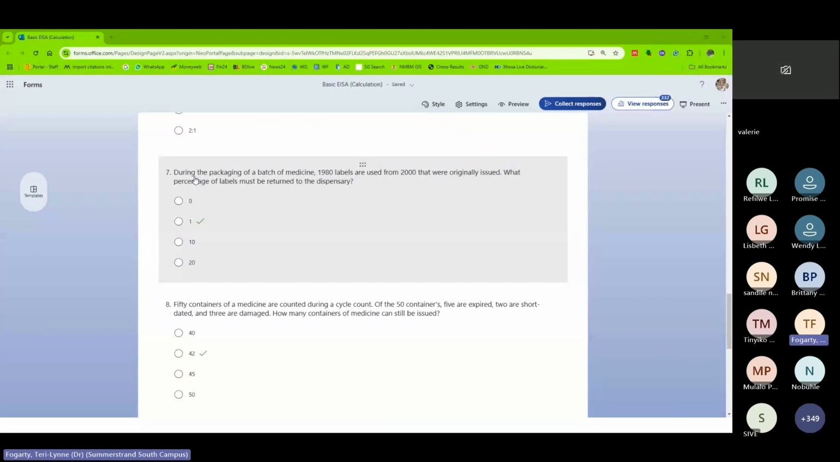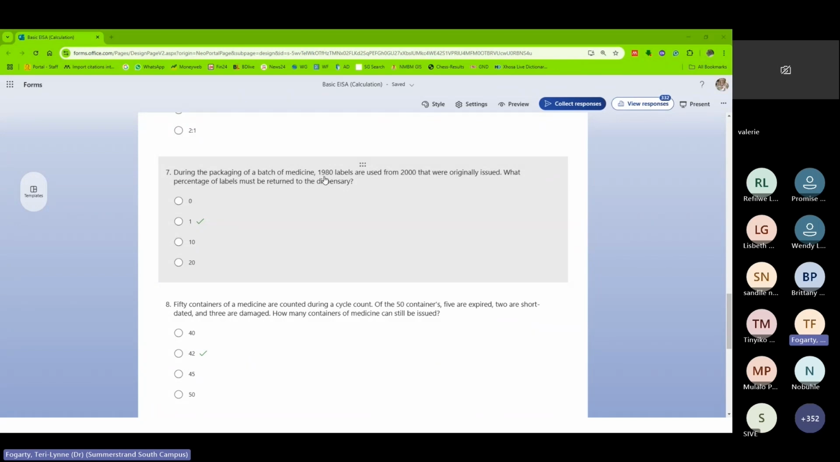Okay, question 7. During the packaging of a batch of medicine, 1,980 labels are used from 2,000 that were originally issued. This is a reconciliation question. So the question is asking how many labels you need to return to the dispensary that issued the labels. In a manufacturing facility, we talk about a dispensary issuing labels and containers and boxes and cartons and that kind of thing. So what percentage of labels must be returned to the dispensary?